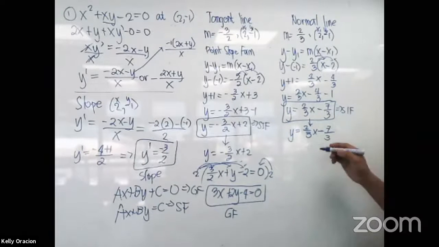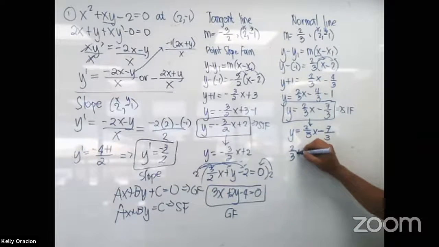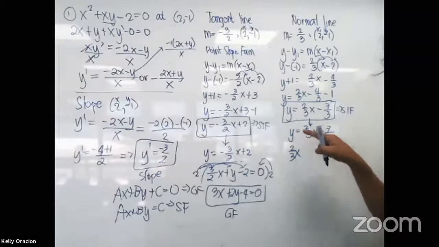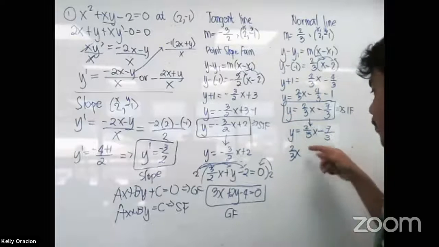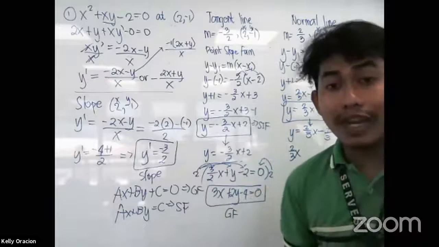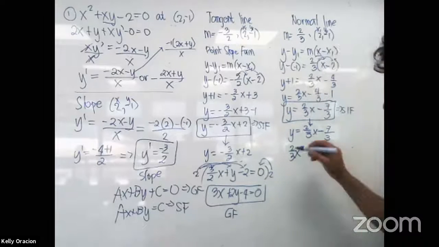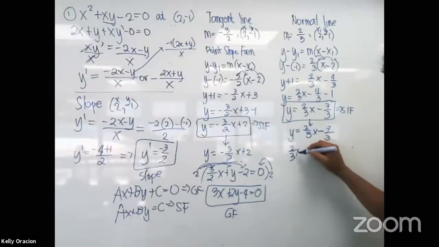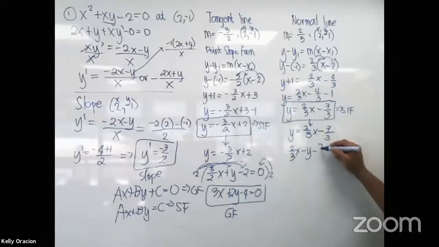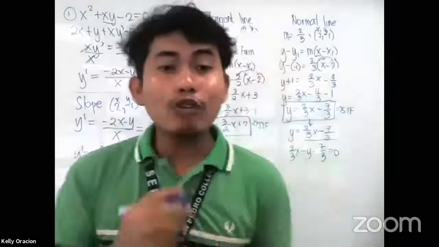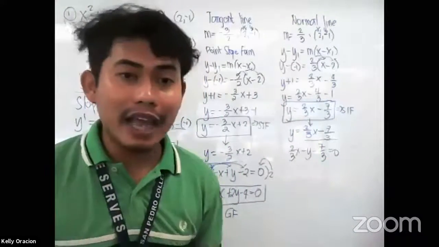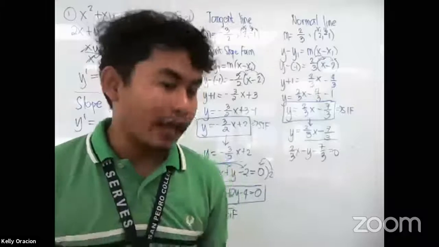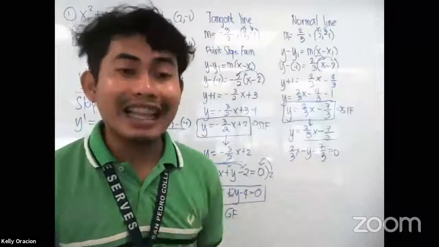So ang gagawin natin dito, as is lang siya, itong y yung ilipat natin. Positive yung x dito, so si y lang yung i-transpose. Kaya nga minus y minus 7/3 is equal to 0. Okay? Ito, hindi ko siya na-transpose kasi positive naman ang x. Ang na-transpose ko lang ay si y. That will turn it into negative y.